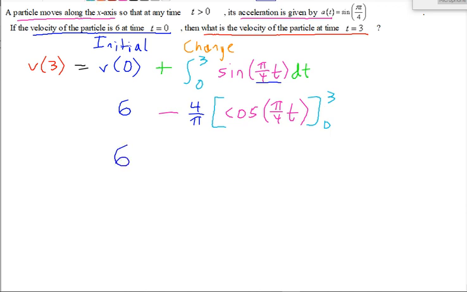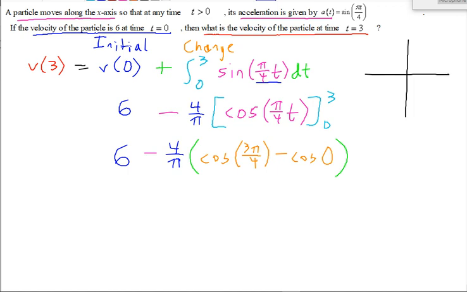So we have 6 minus 4 over pi. And then we'll substitute the 3, so it becomes cosine of 3 pi over 4, minus, when you substitute 0, it wipes everything out inside the cosine, so cosine of 0. So let's draw our unit circle over here. There's 0, cosine of 0 is 1.